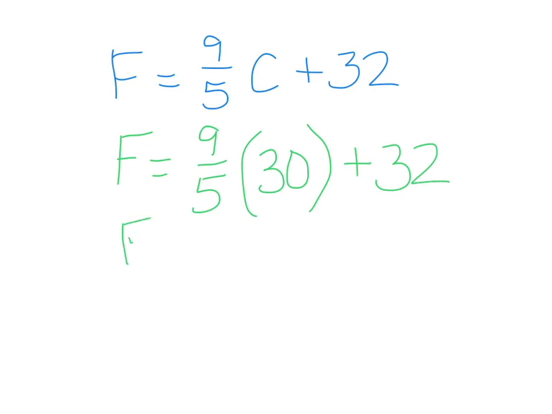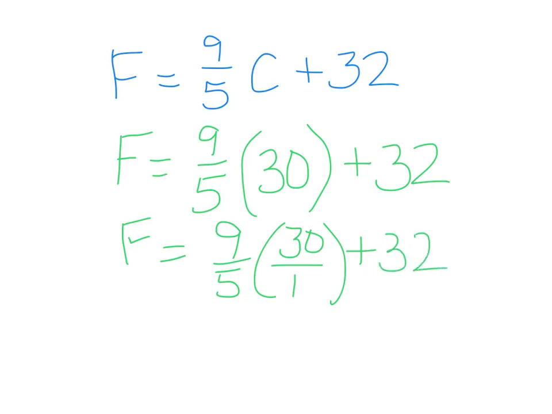On my next line, I have F equals 9/5, and this time I'm going to put 30 over 1 to show that I'm multiplying a fraction times a fraction and finish out my formula. Now I'm going to reduce before I multiply. So if I divide by 5, I've got 5 divided by 5 is 1, and 30 divided by 5 is 6. Now on the next line, I have F equals 9 times 6, 54.